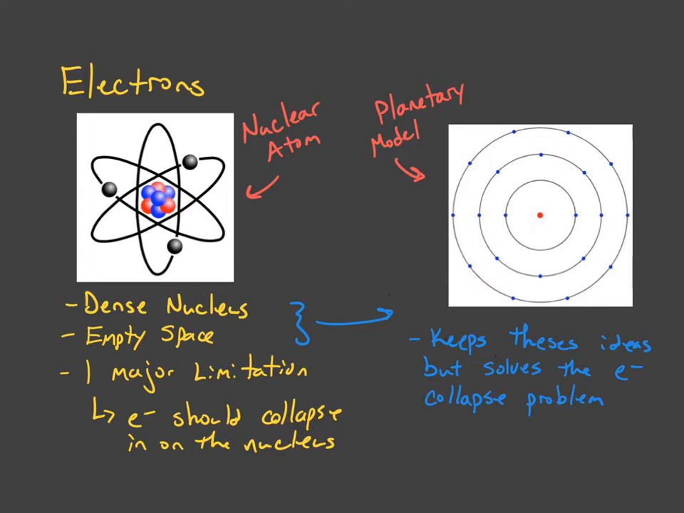This model keeps everything that we know from the nuclear model, the dense nucleus, lots of empty space, but now we know that the electrons don't collapse on each other because they stay on their definite rings or their definite orbits. In addition, there was another convenient outcome of thinking about an atom and its electrons using the planetary model. Scientists were able to do experiments and show using mathematical calculations that the electrons can actually move between energy levels, and something very interesting happens when they move. They emit different colors of light. But I'll explain this in a little bit more detail on the next page.